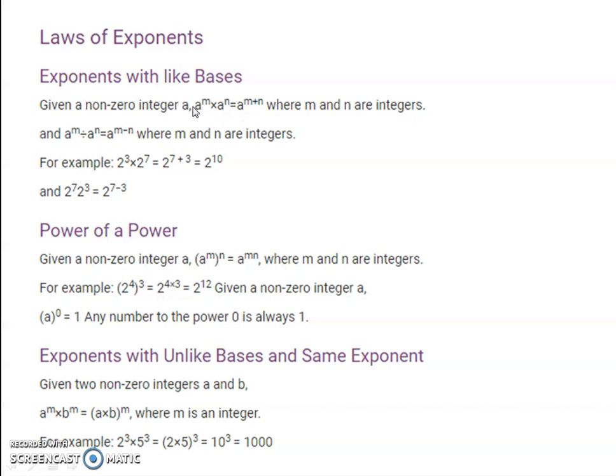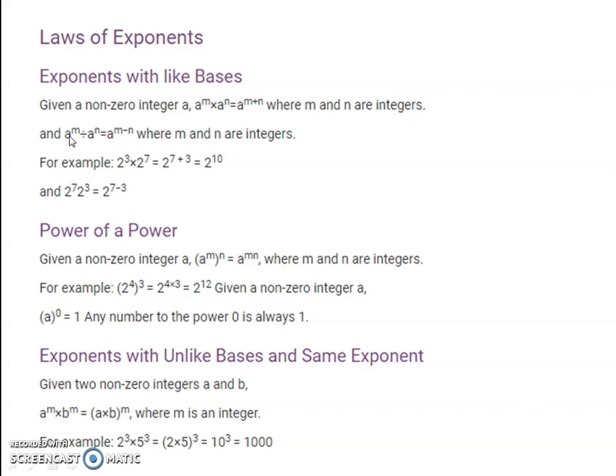Product law means you have two powers to be multiplied. The bases are the same, but the exponents are different. So what will you do? You will add the exponents. You will apply the addition rule for exponents. a raised to m into a raised to n is equal to a raised to m plus n.